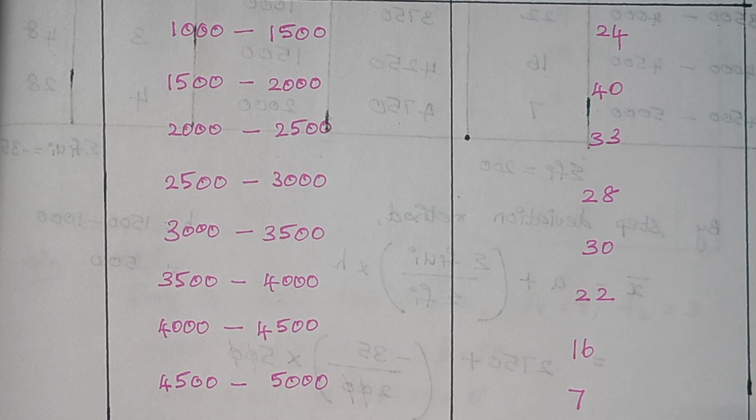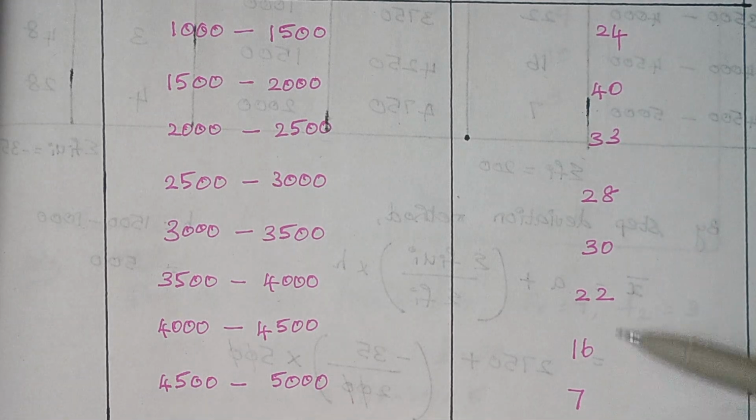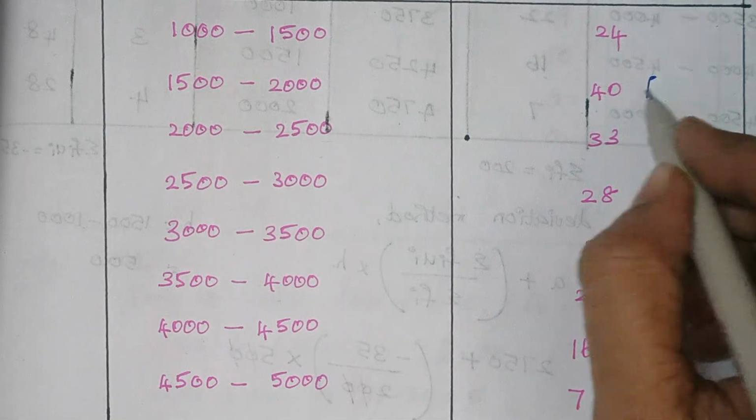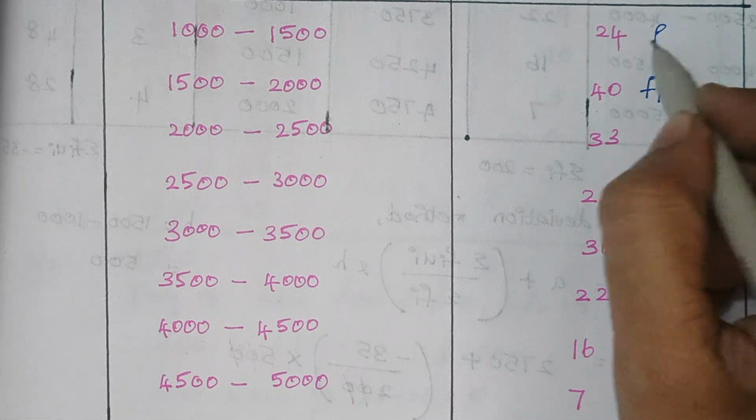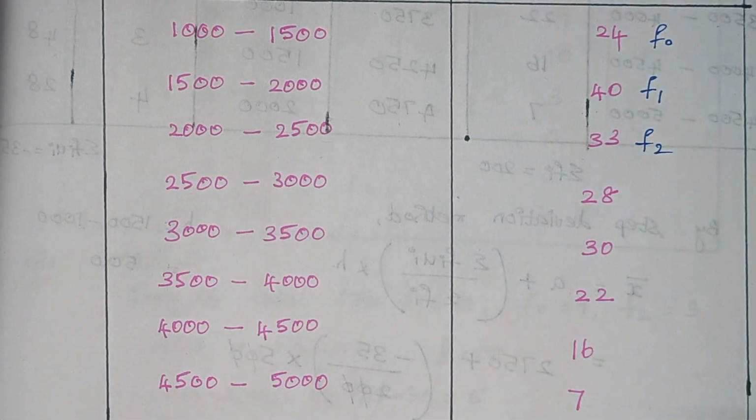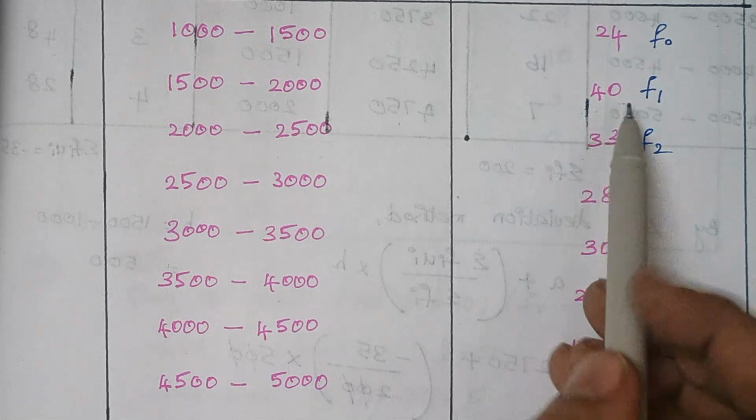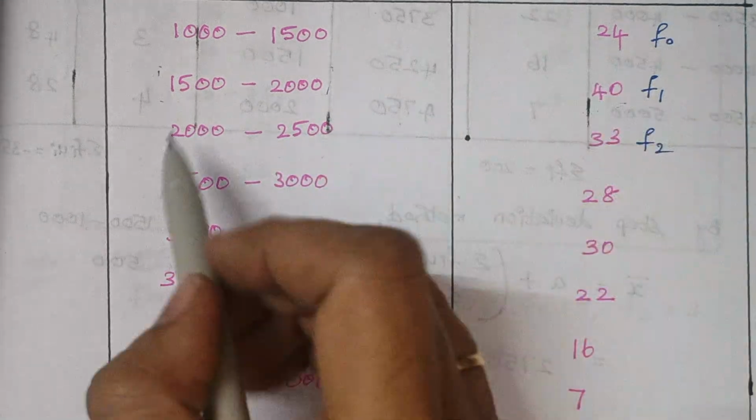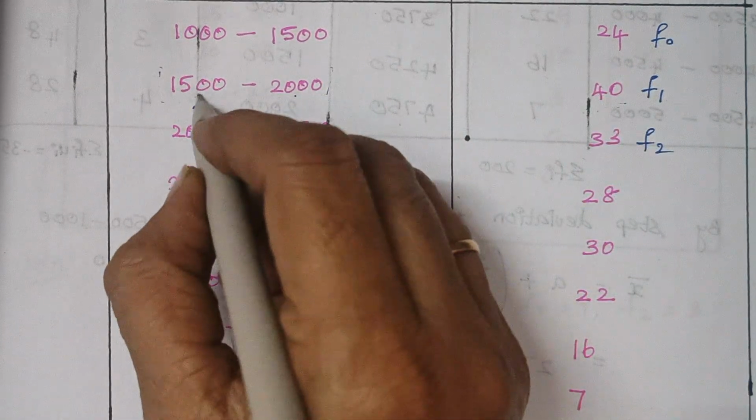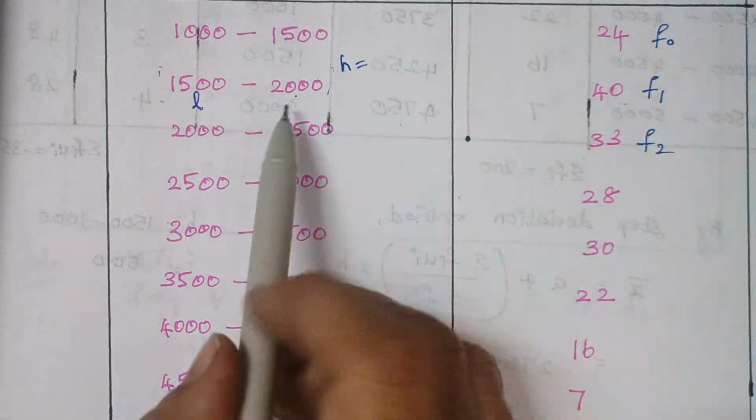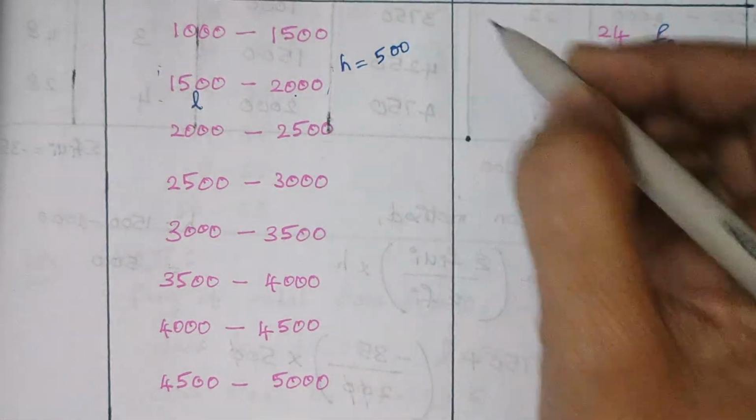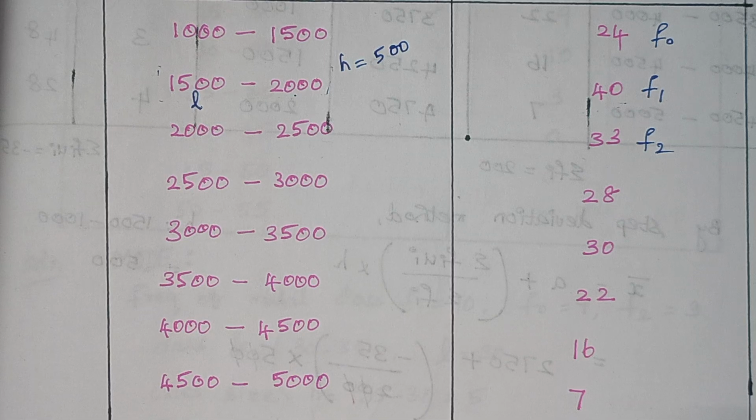So to find mode, you have to find the highest frequency or maximum frequency. So in this table, what is the highest frequency here? What is the biggest number? Your biggest number is 40. So this is your F1. So obviously this is your F0 and this is your F2. So the class corresponding to the highest frequency is this one, right? 1,500 to 2,000. So here the lower limit is L. What about H? H is the difference between these two. So 2000 minus 1500 gives you 500. Right.